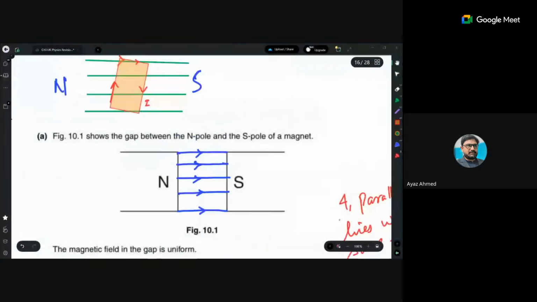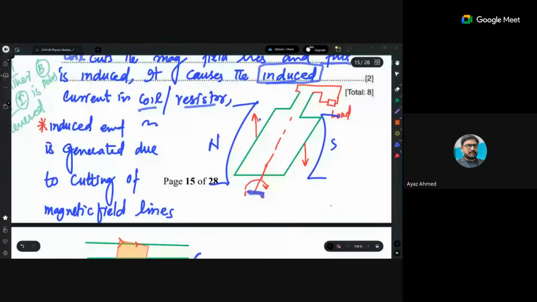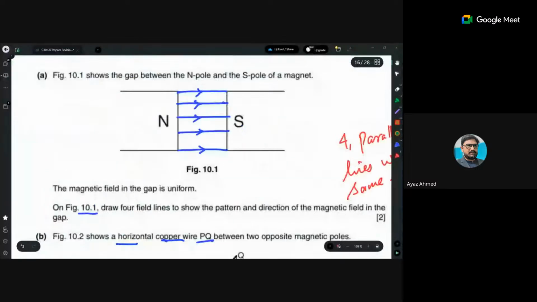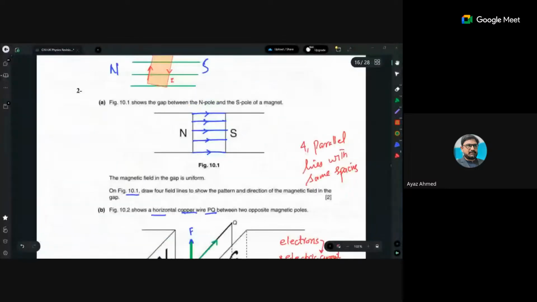Now, this was, I think, part A of maybe question number 5, and in that question, it is asked to you, कि आपके पास क्या फिगर. हाँ, क्वेश्चन नंबर 2 का पार्ट 5 पार्ट ए है. It says that figure 10.1 shows the gap between the north pole and the south pole of the magnet. ठीक है. The magnetic field in the gap is uniform. Uniform magnetic field के लिए मैंने आपको क्या बताया था? You have to draw 4 parallel lines with the same spacing, equal spacing. ठीक है. Clear? Clear, sir.